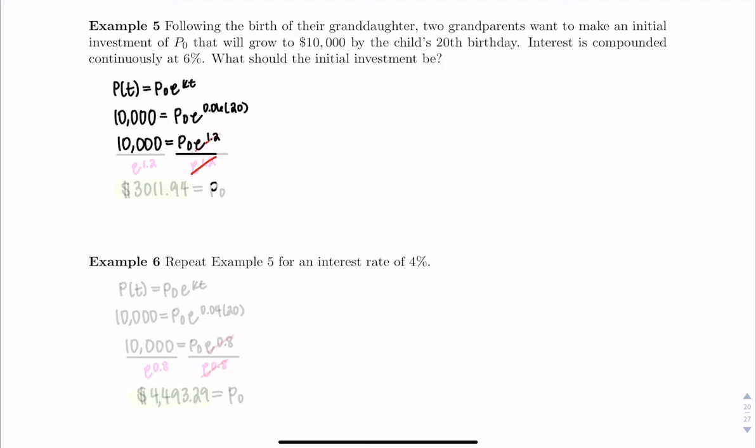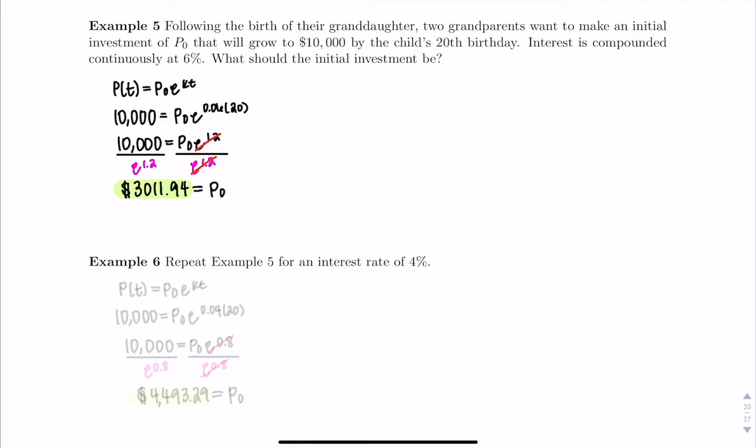I'm going to divide both sides by e to the 1.2 to get P naught by itself. So on the right-hand side it cancels, and we end up getting $3,011.94. That is what their initial investment would need to be to make sure that their grandchild would have $10,000 on their 20th birthday.